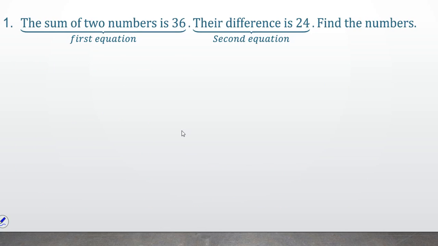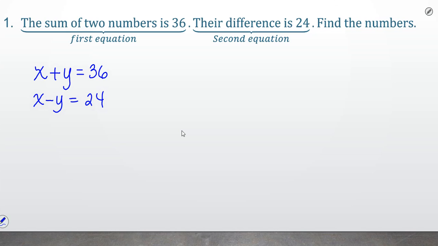So here's our first problem. We have the sum of two numbers is 36. Their difference is 24. Find the numbers. So our two variables are those two numbers. Let's just call them x and y. So we know x plus y equals 36. And then we know that their difference, x minus y, equals 24, assuming that x is the larger number.